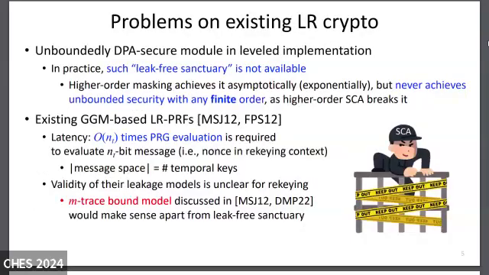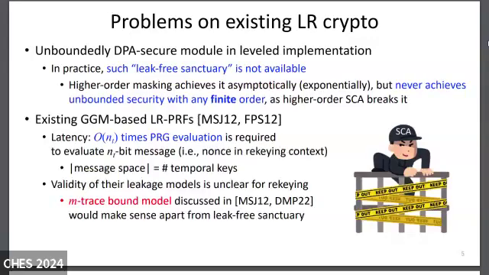However, existing LR cryptography has some limitations in the usage of leaking. First of all, the unboundedly DPA secure module in leveled implementation is unavailable in the real world. In practice, this is similar to the leak-free sanctuary. Masking and hiding were developed to achieve such a leak-free sanctuary goal, but higher order masking achieves it only in an asymptotic sense, and never achieves unbounded security with any finite masking order, because a higher order SCA can break it if an infinite number of traces are available.